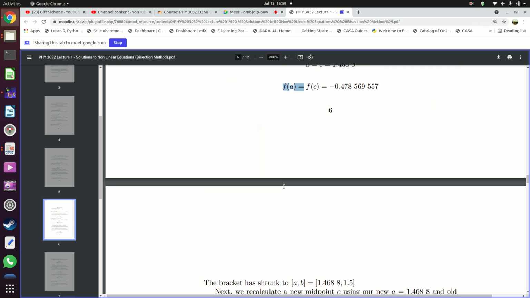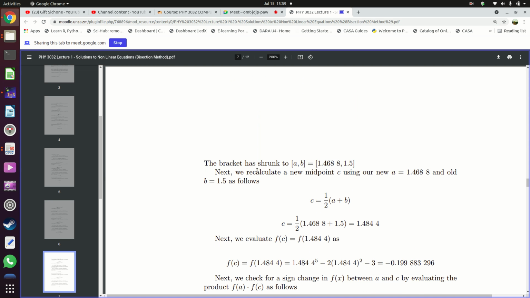Yes, it's clear. So with that, our bracket shrinks again. Our ab becomes 1.4688, 1.5. You can see our bracket has become smaller and smaller. Somewhere between 1.4688 and 1.5, this function cuts the x-axis.